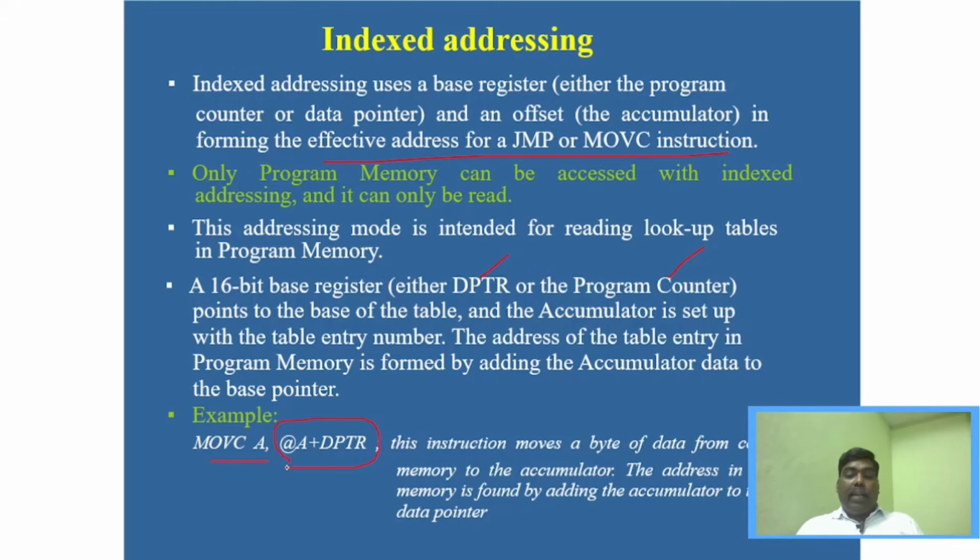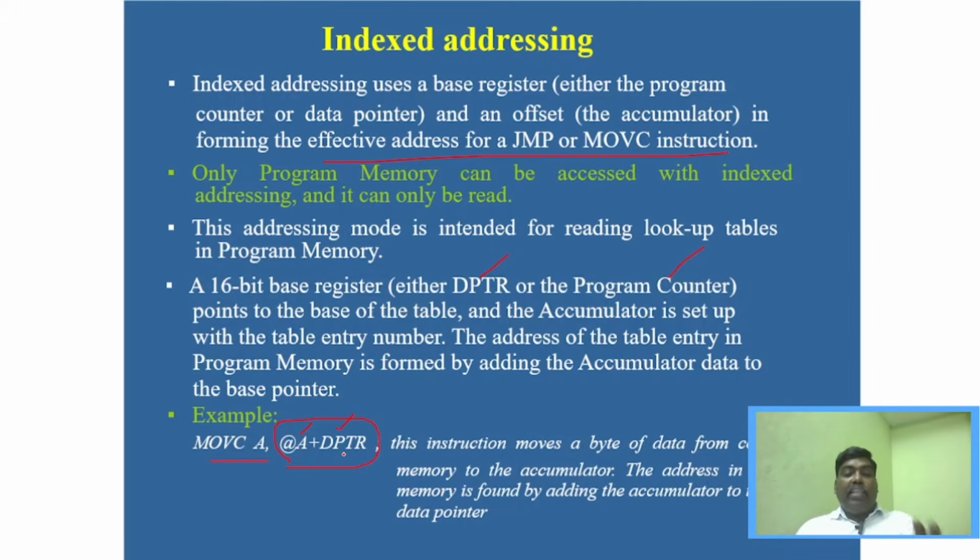Now you have to calculate the effective address. What you have to do is find out the memory location, the address, right? The address is found by adding the accumulator and the DPTR value. So you will find out the address only after adding the accumulator value and the DPTR value.